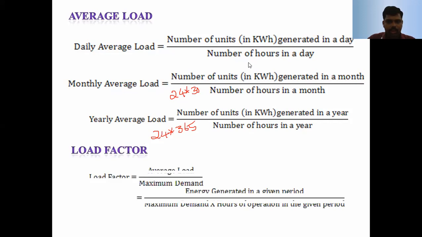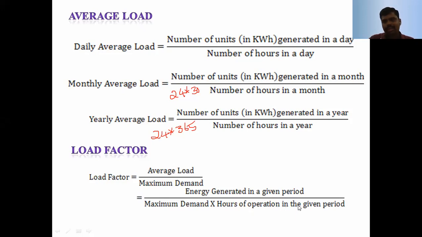And the next one is load factor. Load factor is defined as the ratio of average load to the maximum demand on the power station. This is taken based upon the period of time utilized. Suppose we take the load factor in a day: it is the energy generated in a given period divided by the maximum demand on the power plant times the hours of operation in the given period. For a day, that means 24 hours.